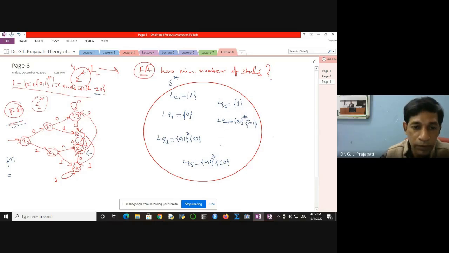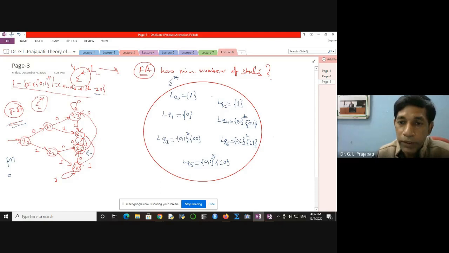What is the language you are going to accept at the Q6? So language at the Q6 you have is all possible strings that ends in 11. This is the string. So you have the partitions. This you are going to partition the set like this. So you have the partition here.